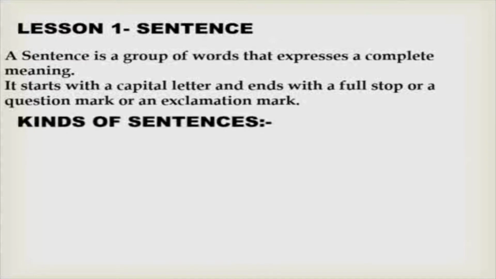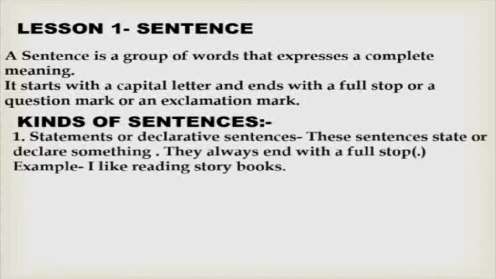Then we did kinds of sentences. How many kinds did we do? I think we did 4 kinds of sentences. The first one is statements or declarative sentences. These sentences state or declare something and they always end with a full stop. Example: I like reading storybooks.